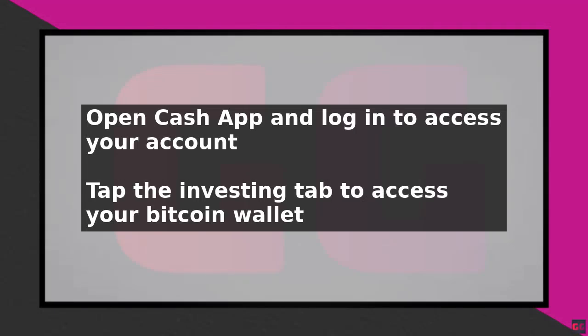To send Bitcoin from your Cash App wallet, you will need to follow these steps. First, open the Cash App on your mobile device and log into your account. Once you are logged in, tap the Investing tab on the bottom of the screen. This is where you can access your Bitcoin wallet.